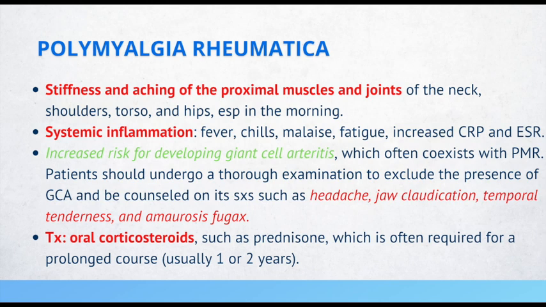These conditions often coexist. Patients should undergo a thorough examination to exclude the presence of GCA and be counseled on its symptoms. For example, headache, jaw claudication, temporal tenderness, and amaurosis fugax. To treat polymyalgia rheumatica, you can give oral corticosteroids such as prednisone, which is often required for a prolonged course, usually 1 or 2 years.